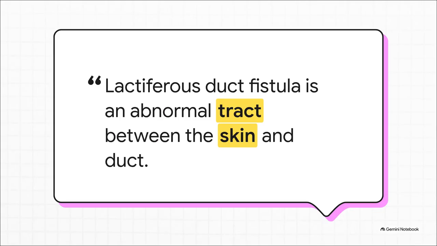In fact, the source material explicitly defines a lactiferous duct fistula as an abnormal tract or pathway between the skin and the lactiferous duct. So for you to safely assign CPT 19112, the documentation absolutely has to show the complete surgical excision of that diseased tract, plus the skin opening and the surrounding inflammatory mass. If the surgeon just goes in to explore and, say, unroof it, no way. You cannot use 19112 for that.